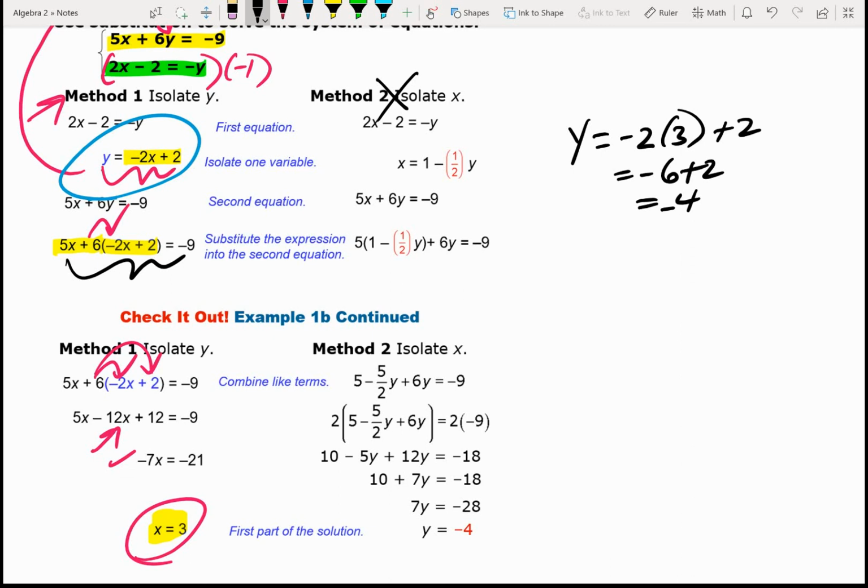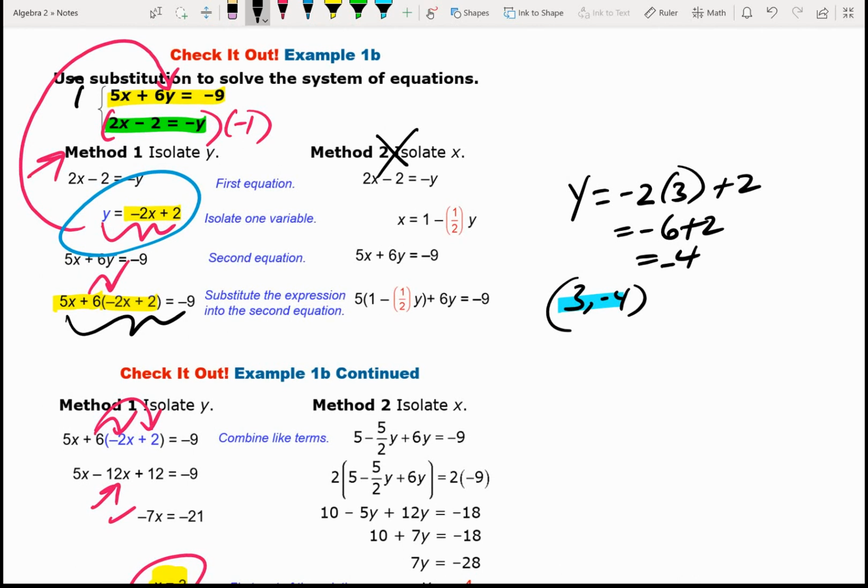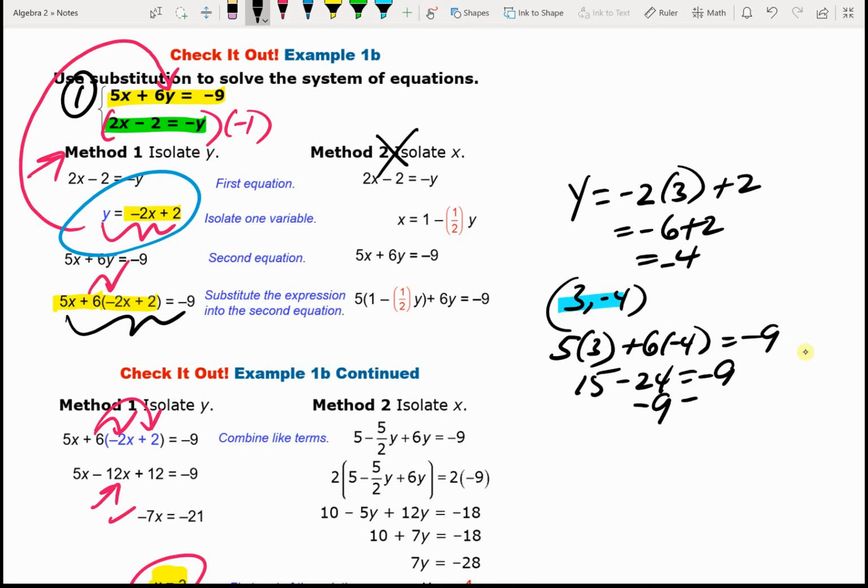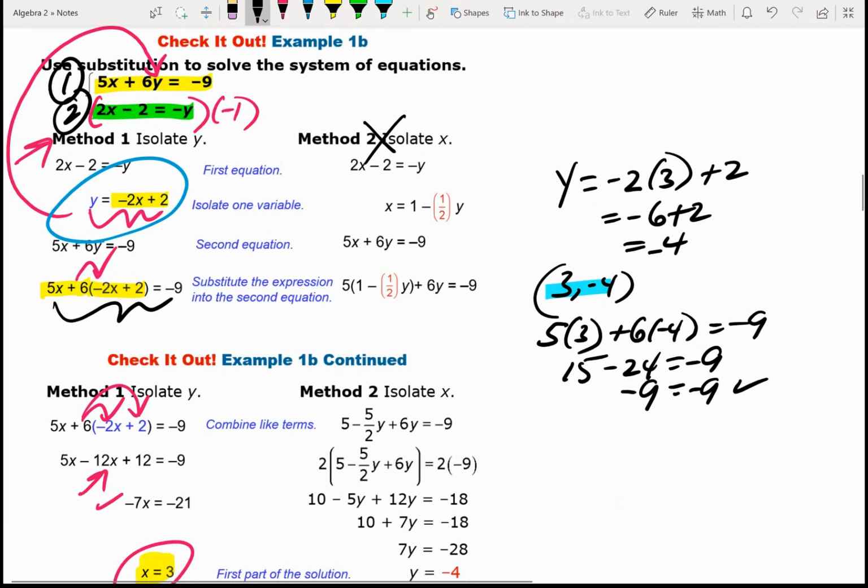All right, so my solution, and we found it, x is 3 and y is -4. So let's just verify that solution here. Again, I'm going to start with equation 1. So x is 3 and y is negative 4. So I have 5 times 3 plus 6 times negative 4. And let's see if that equals negative 9. So I have 15 minus 24 equals negative 9. And yes, negative 9 equals negative 9. So that checks out. And then I'll work with the other equation.